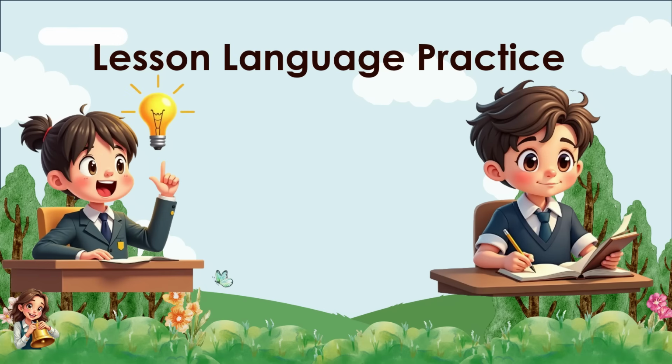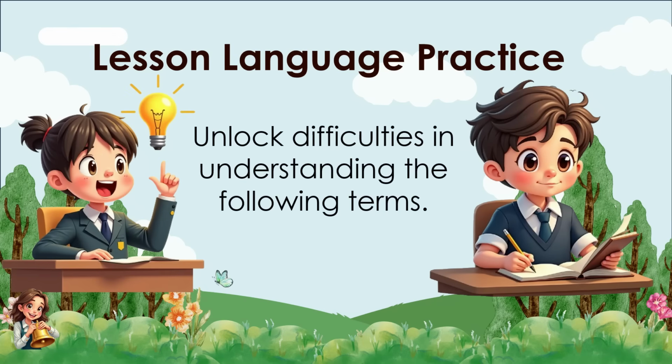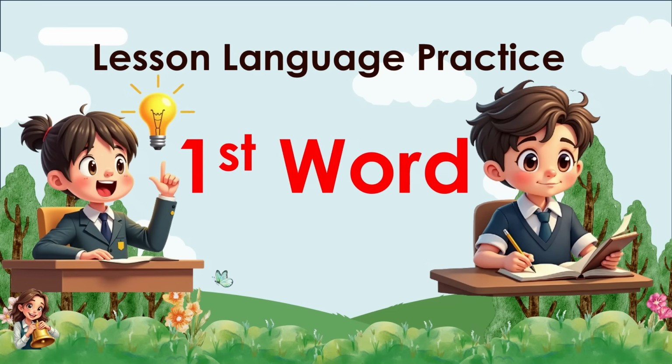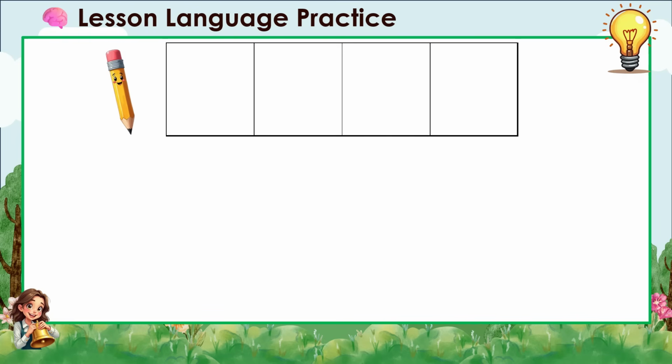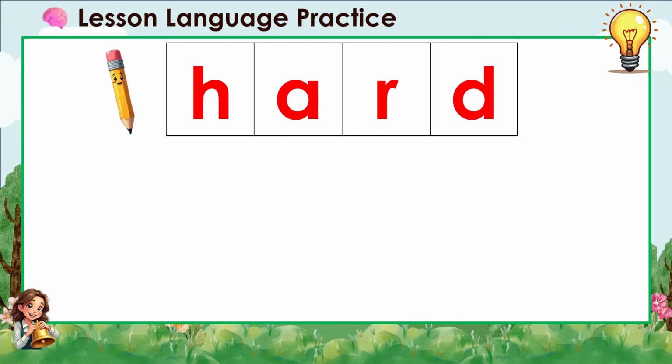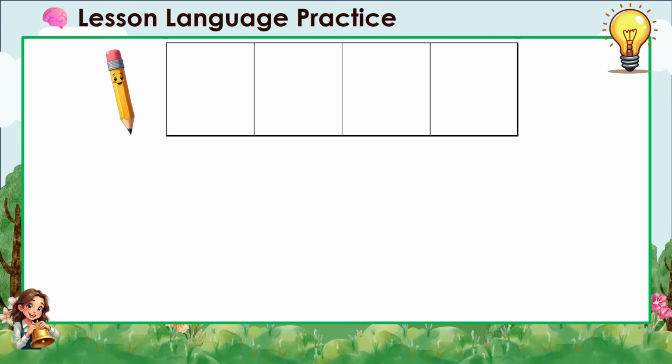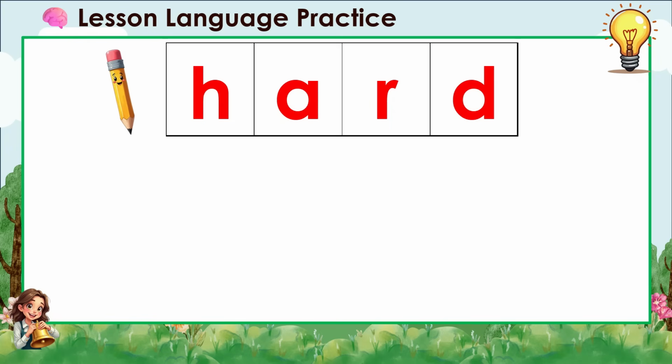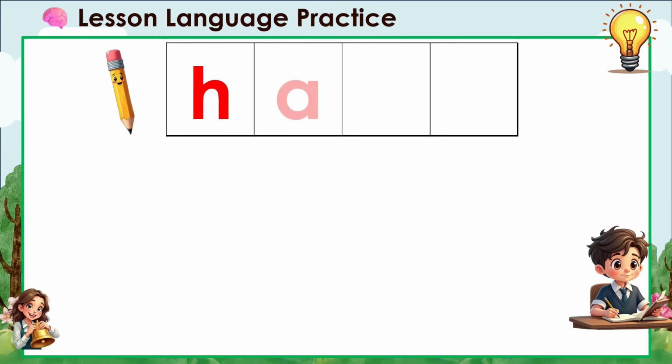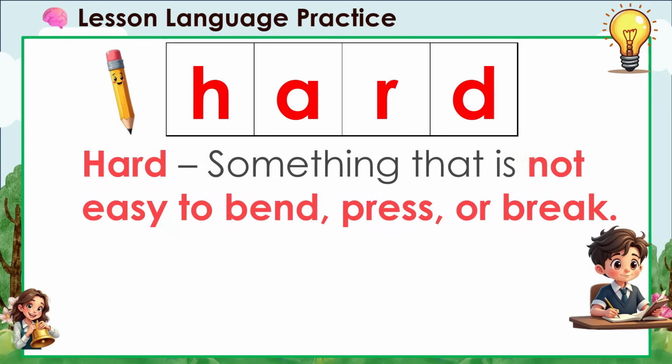Lesson language practice. Unlock difficulties in understanding the following terms. Our first word. Hard. Let's spell it. H-A-R-D. Hard. Again. H-A-R-D. Let's spell it faster. H-A-R-D. Yes! Hard is something that is not easy to bend, press, or break.